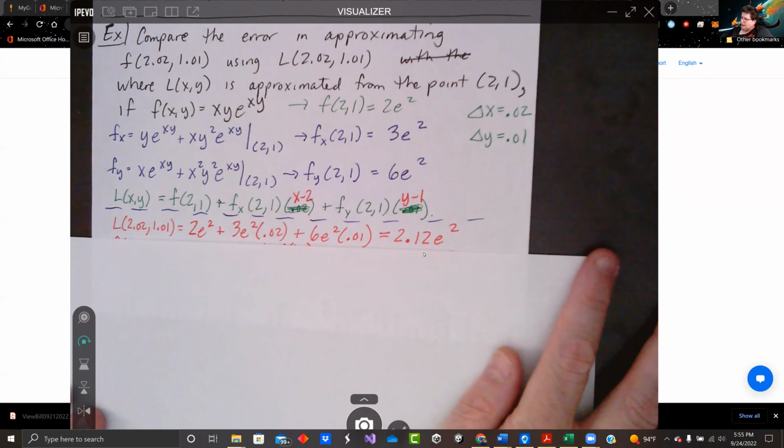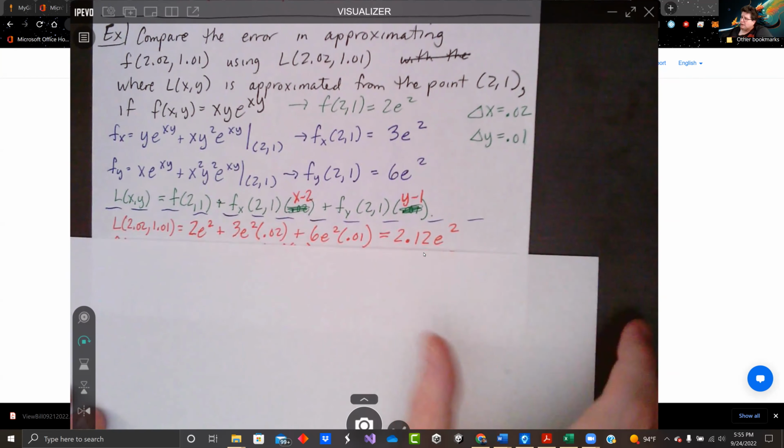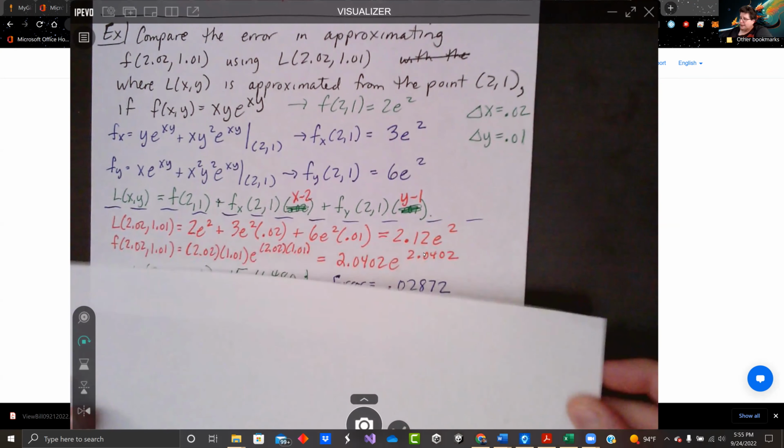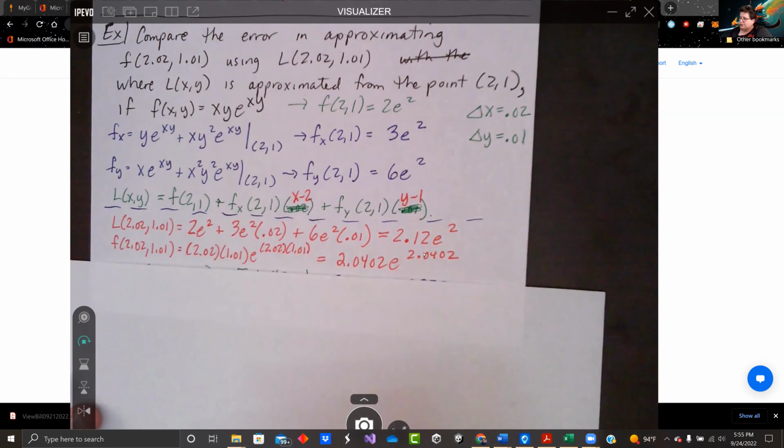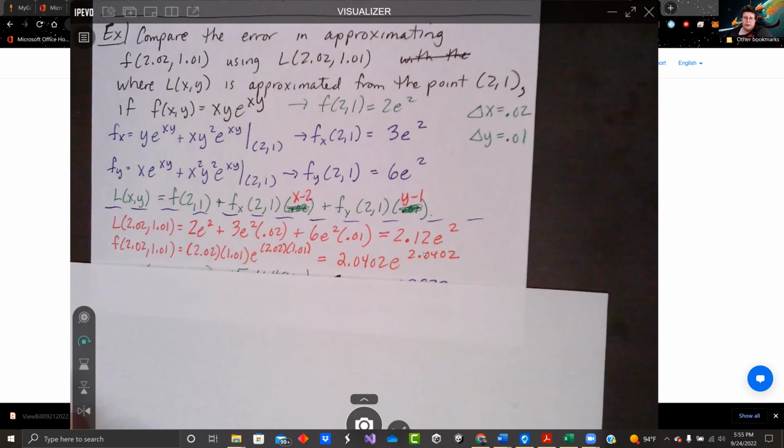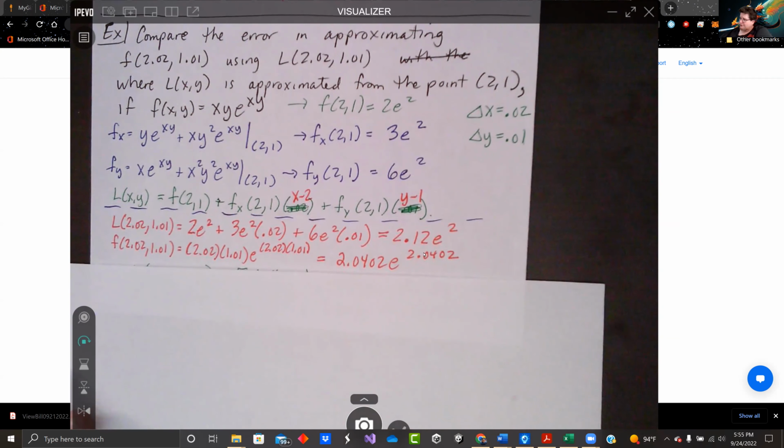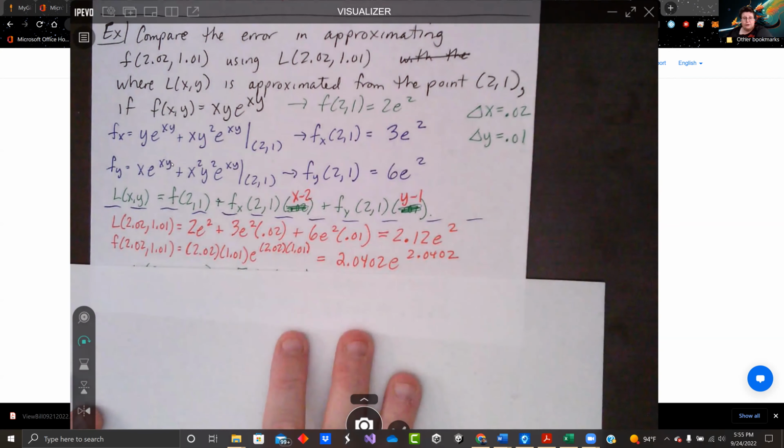Just to see how much the error is, we can compare it to the actual function evaluated at 2.02 and 1.01, which would be 2.0402 times e to the 2.0402 power. Well, that doesn't mean much to me. I don't know if it means much to you.